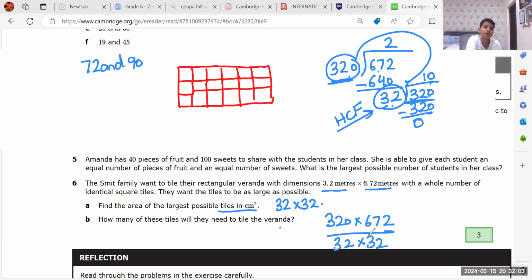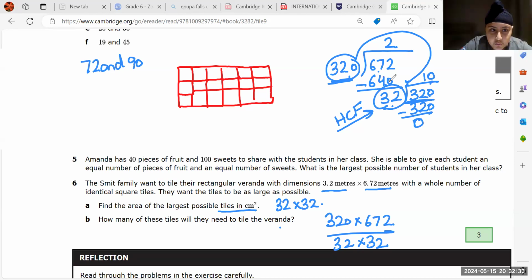Sir, but how do I know which number to put first? Like, we can put 672 also in the place of 320. बेटा बड़े नंबर को छोटे नंबर से डिवाइड करेंगे ना भाई. Yes or no? Yes, sir. Yes or no, Danish? Yes, sir. Mr. Danish.